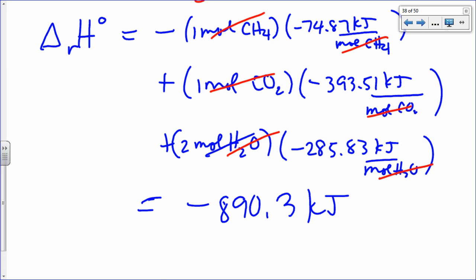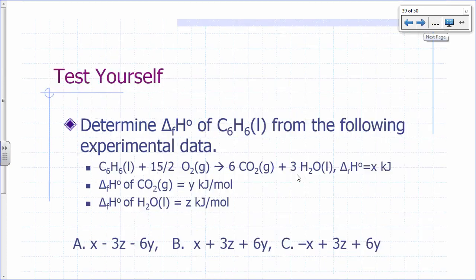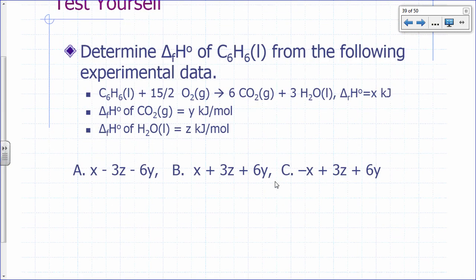Should that be negative? Do we expect that to be negative? Do we expect a combustion reaction to have a negative delta H? Combustion reactions are burning reactions that produce heat, exothermic reactions. In fact, that's a very highly exothermic reaction.